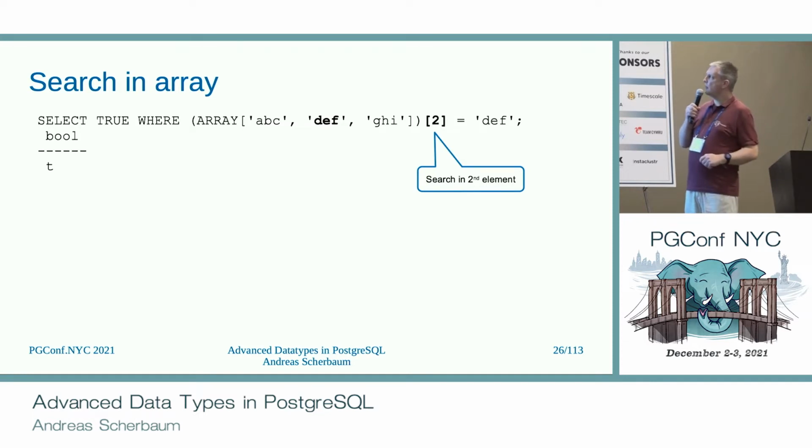Again, I can search in arrays, and I can just say, okay, select true where in my array is field number 2 equals this. I get a true back if this is actually true, or I get a false back if this is not true. No, actually, I get an empty field back.